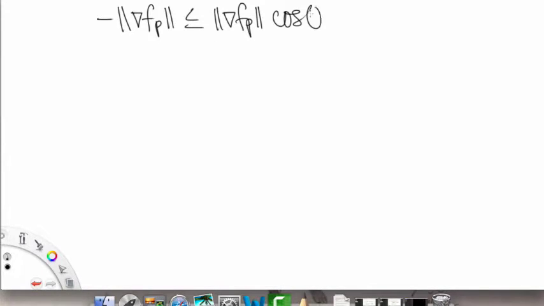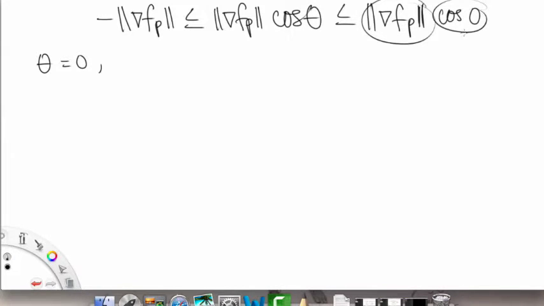So what that means is, I'll write that up again: negative magnitude of the gradient of f is less than or equal to the gradient of f at p times cosine of the angle between the gradient and u, which is less than or equal to the positive magnitude of the gradient of f. Okay, so we have this, and so we can say that when theta equals 0, then we're at a maximum, right? Cosine of 0 would just be a 1, right? Okay, so when cosine of 0 equals 1, we get a maximum of our directional derivative.